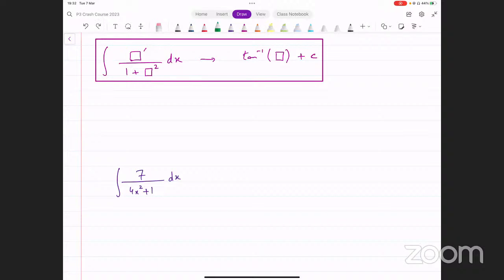Now, let me explain how this would work here. In the denominator, what we have is 4x squared plus 1. Let's write it in this form: 1 plus something squared.